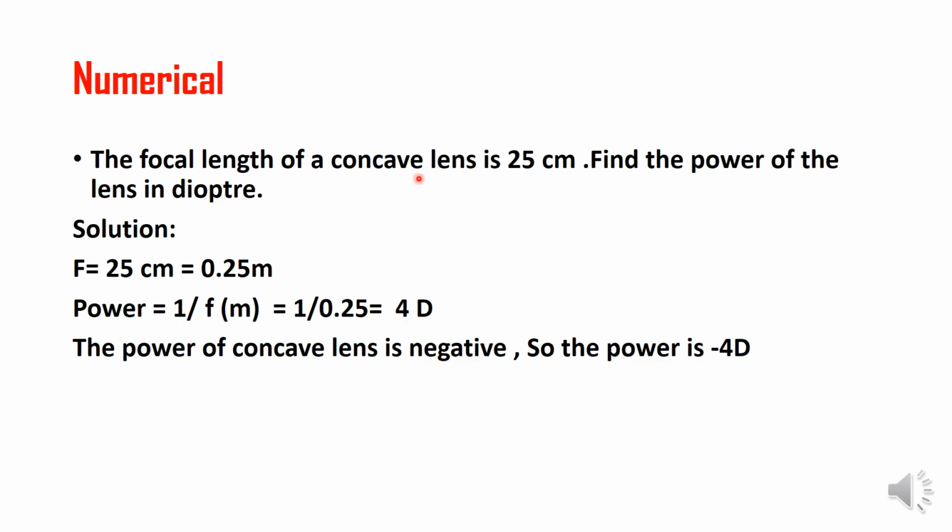The focal length of a concave lens is 25 centimeter. Find the power of the lens in diopter. So if the focal length is 25 centimeter, you have to convert it into meter first. So 25 centimeter means 0.25 meter. Then power is equal to 1 by f. So 1 by 0.25, that is 4 diopters. And power of a concave lens is negative. So we have to write the power as minus 4 diopter.